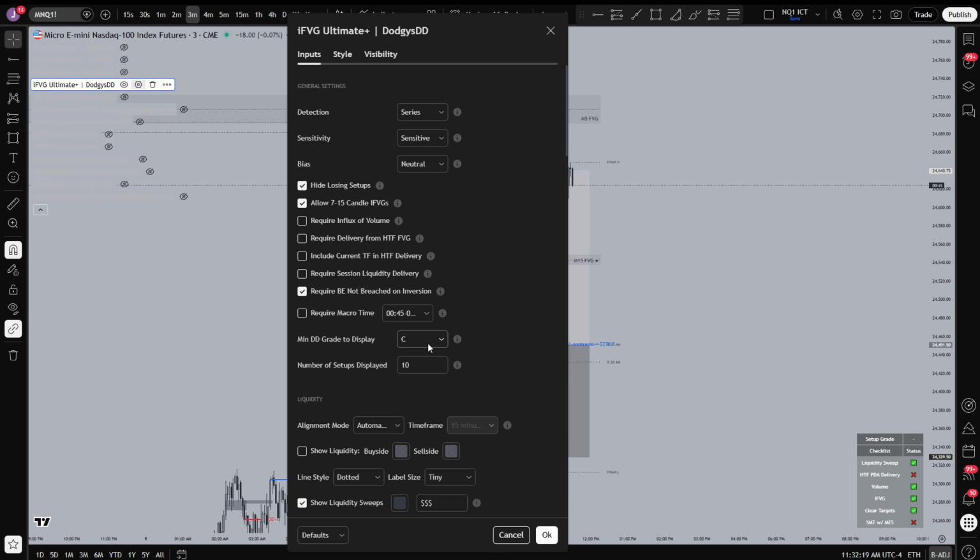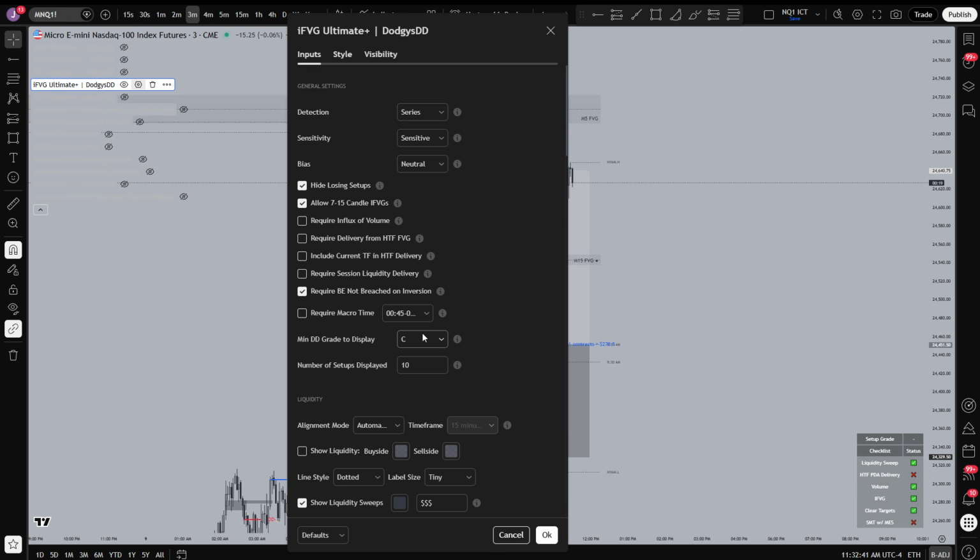So I always keep it on C and above, and I use a lot of human discretion behind every single one of the trades that I take, right? So I don't just blindly follow the indicator, and I'm going to say that throughout this entire video, right? The indicator won't automatically make you profitable. You can't just blindly follow it at any single time and expect to be profitable. This is going to be used as a tool to actually help you in your trading, right?